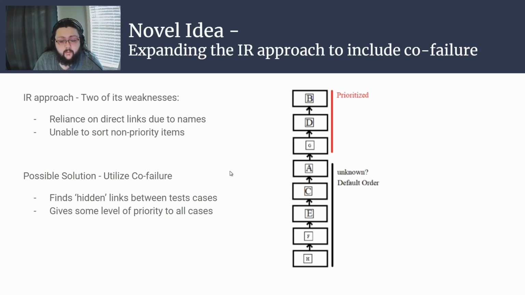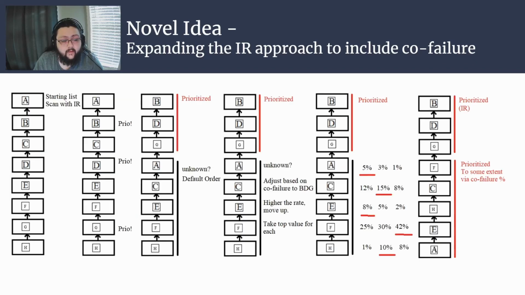It would also, using the co-failure rate, allow us to give some priority to these items that are just still sitting in default order but delayed. So if we look at this example, we start with the initial list, and then we scan it using the IR approach. We find that B, D, and G are priority.